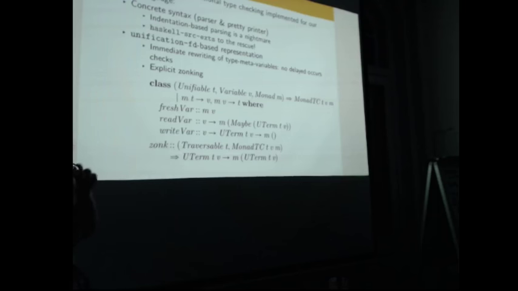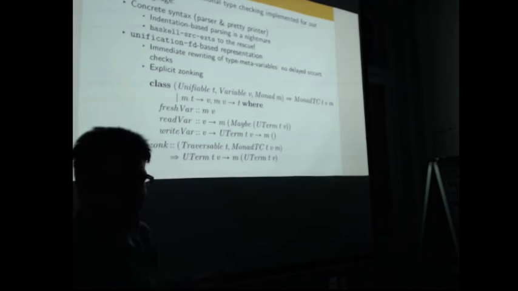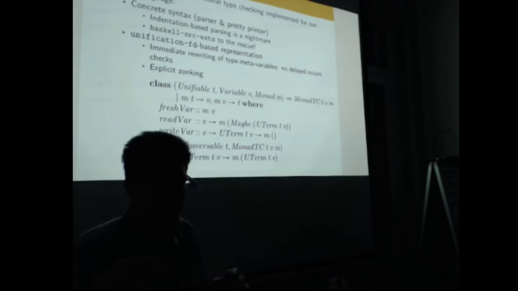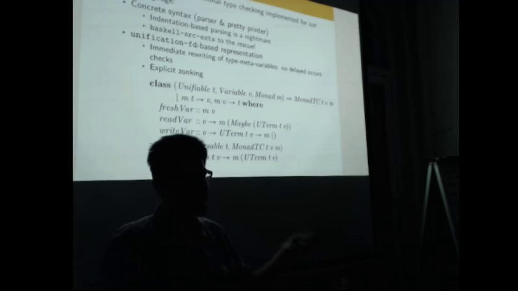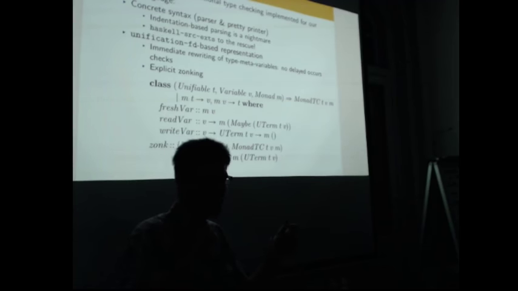The other thing is that my version has explicit zonking. I don't know if you even know what zonking is; I don't know if that term is used much outside GHC. Zonking is basically when you take types which have meta variables, and replace each meta variable with whatever term it was actually solved for.